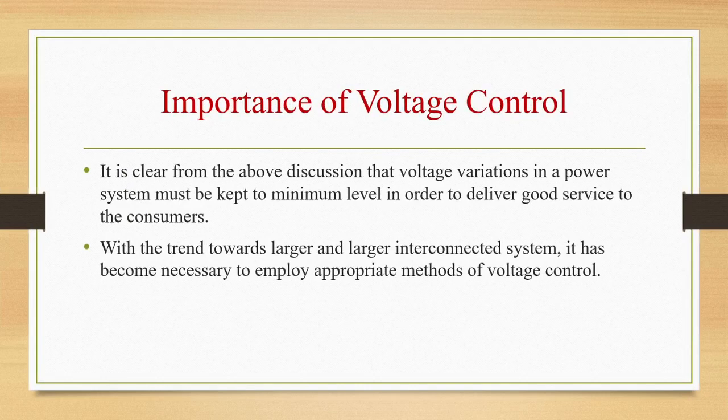So we can say from this discussion that voltage variations in a power system must be kept to a minimum level in order to deliver good service to the consumers. We have to maintain the voltage as constant, so that good service is offered to the consumers. There should not be any voltage variations in a power system, or they should be kept at a minimum level in order to deliver good service to the consumers.